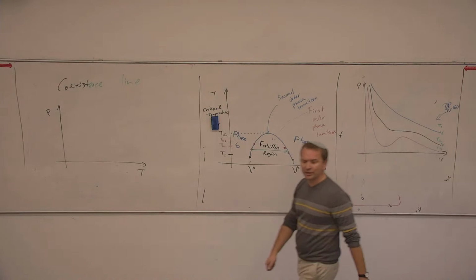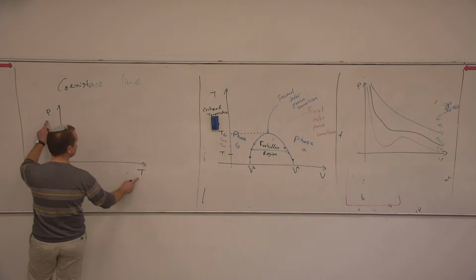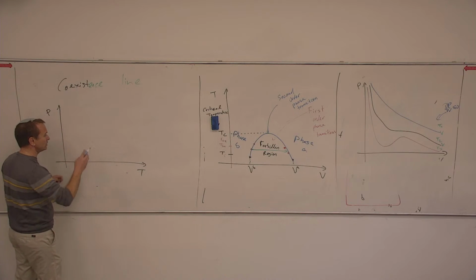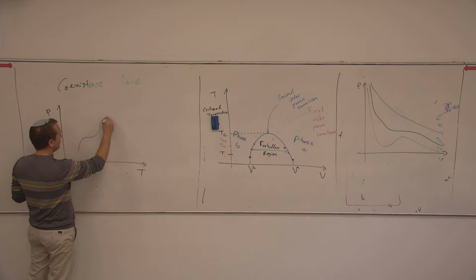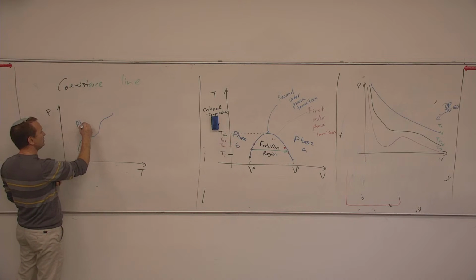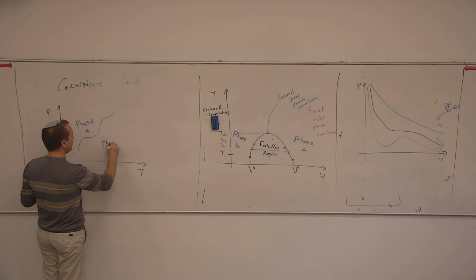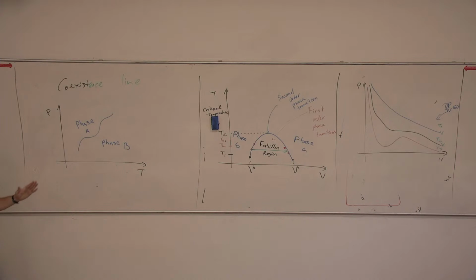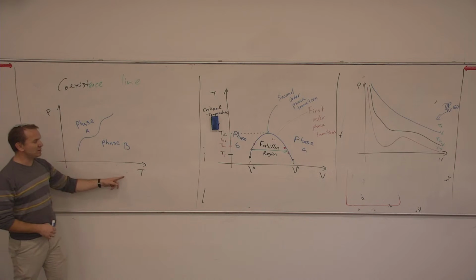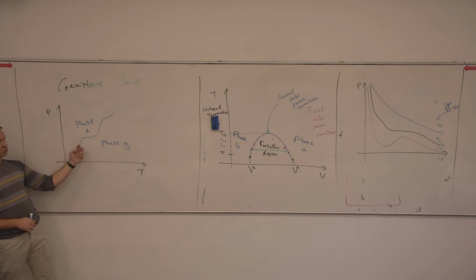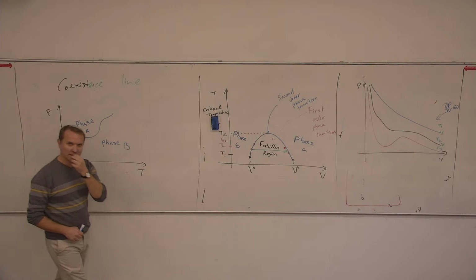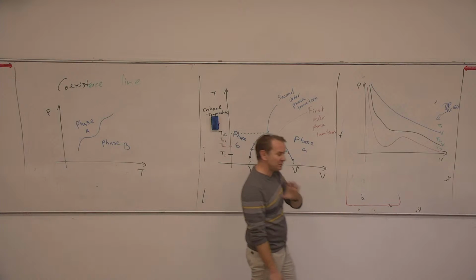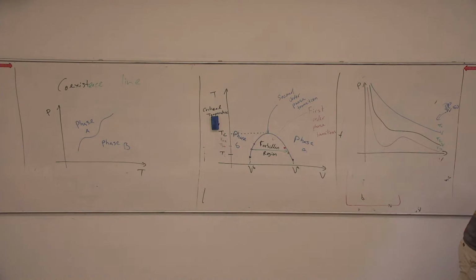Not on the conjugated variables, but pressure and temperature. They are not conjugated variables. I know that there is going to be phase A and there is going to be phase B, and there are some specific pressures and some specific temperatures for which those two phases coexist. Okay? Now, the reason why we focus on this specific line is the following.